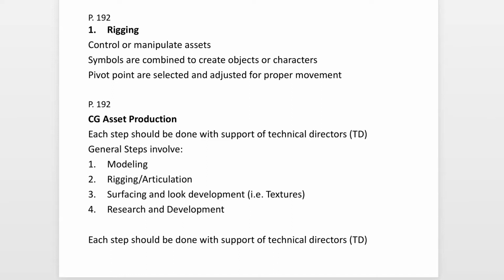Page 192, Computer Graphic Asset Production. Each step should be done with the support of technical directors, or TDs. Special steps involve 1. Modeling, 2. Rigging or articulation, 3. Surfacing and look development, for example, textures. Number 4. Research and development. Each step should be done with the support of technical directors.